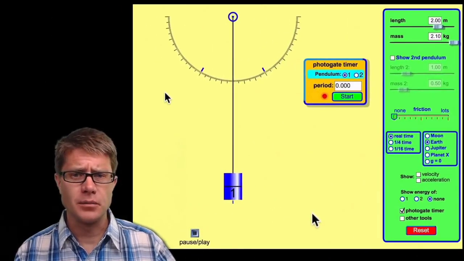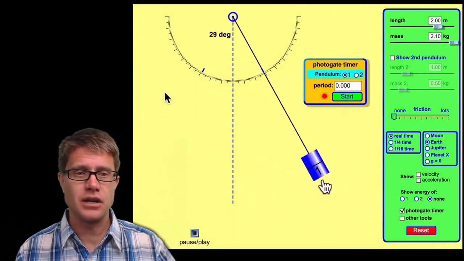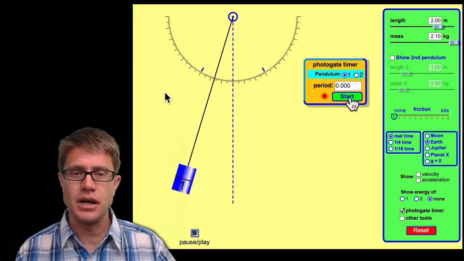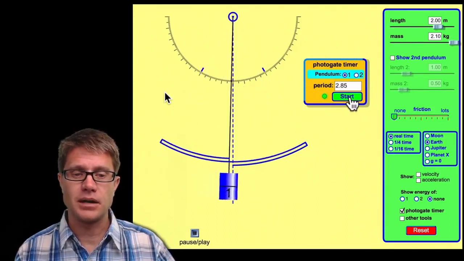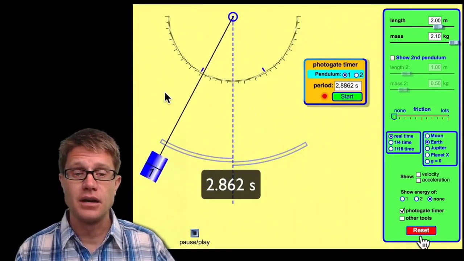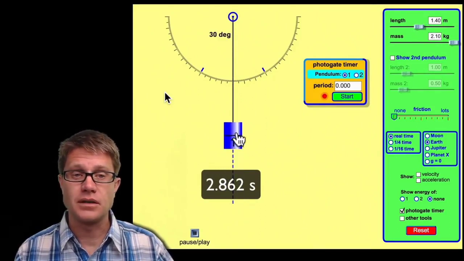Now let's look at a pendulum. Again, another PHET simulation. So I'm going to move this to the side. I'm going to try to drop it at about a 30-degree angle. And this one has a little photo gate timer so I can time how long it takes to get back to that original position. So we can see here that we've got a period of 2.862.